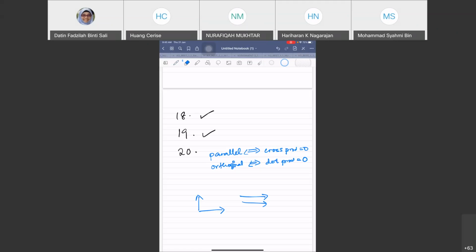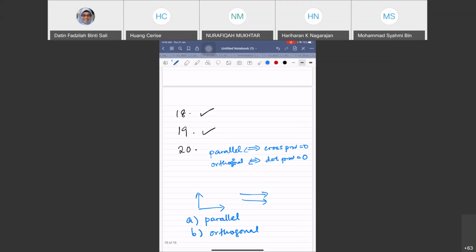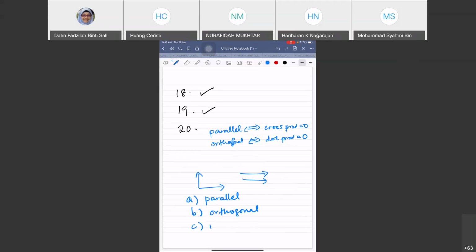A, B, C. A is parallel. Oh, A, you have done. So you got that the answer for A is parallel. Okay. What about B? Orthogonal. What about C? Neither. Okay, all right. So C is neither.